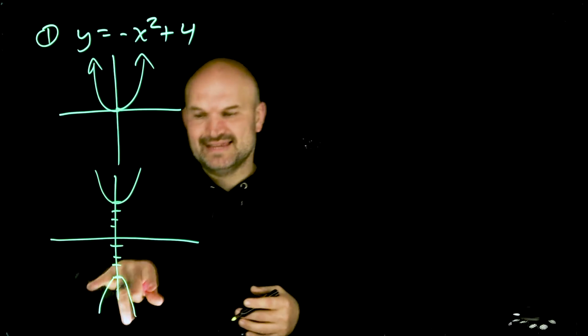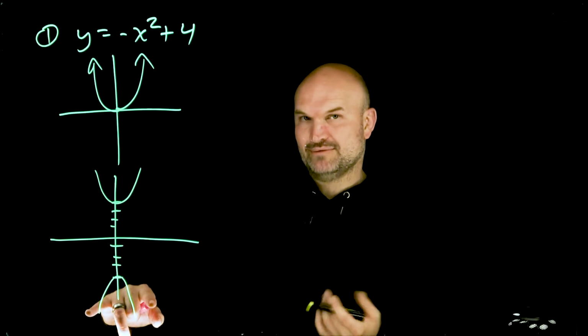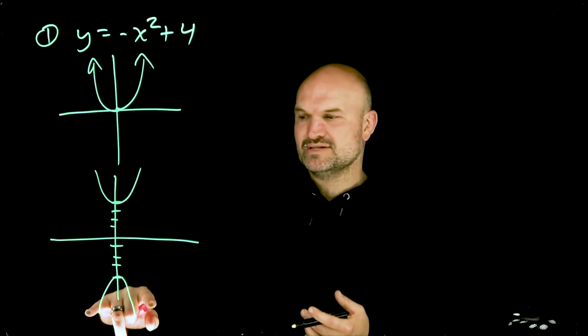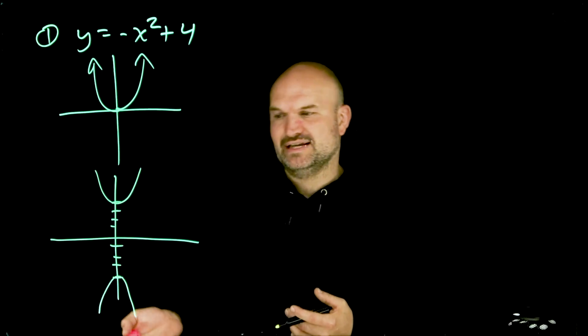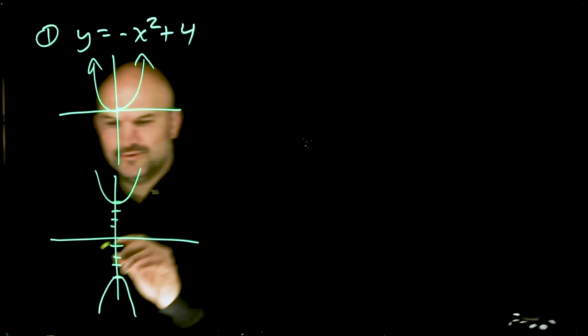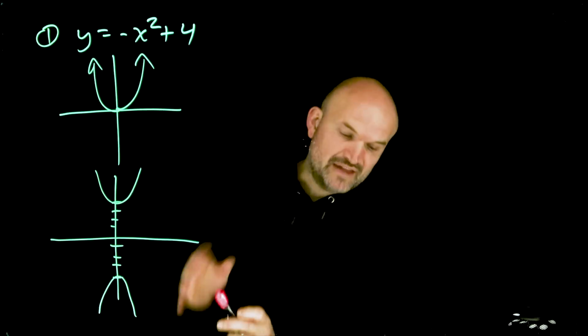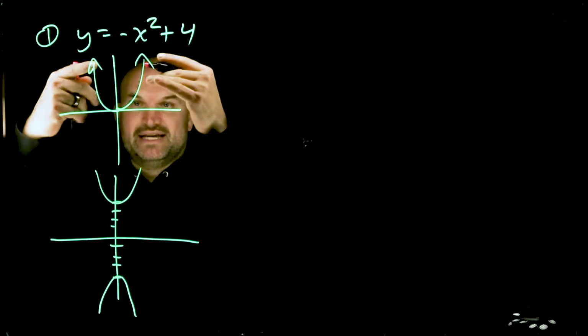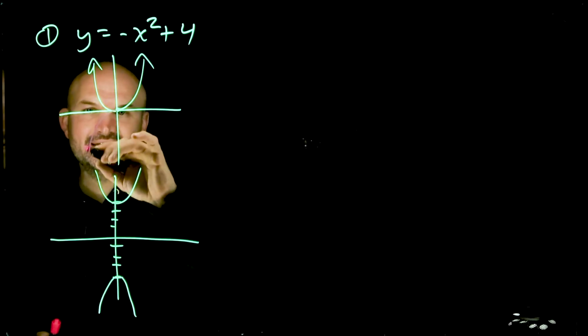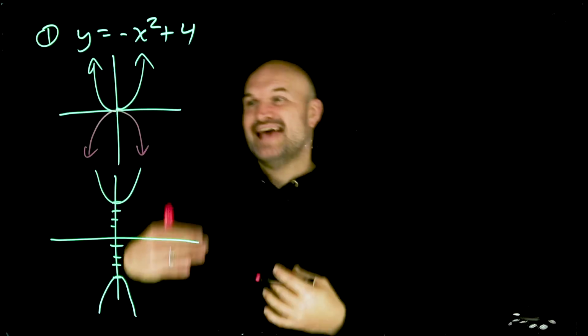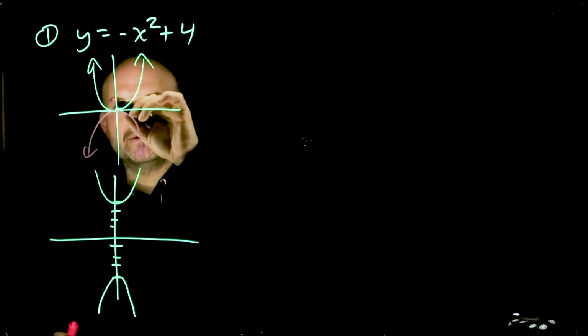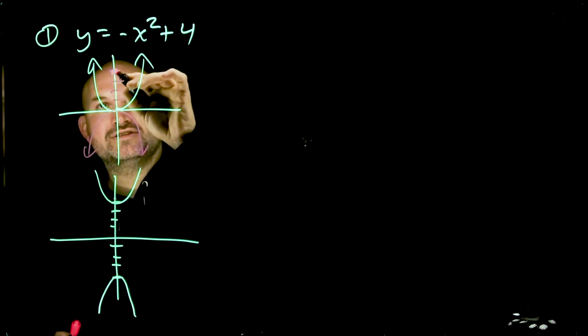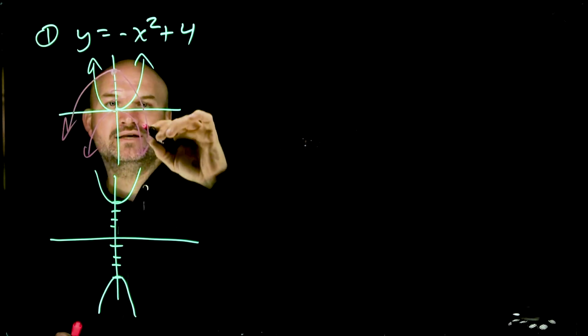Unfortunately, ladies and gentlemen, this is incorrect. Your domain would still be correct because it'd still be all real numbers, but your range is not from negative infinity to negative 4. What you need to do is go ahead and apply the reflection first. So we take this graph, reflect it about the x-axis, and then shift it up 4 units, 1, 2, 3, 4. So now we can see the graph is going to look like that.